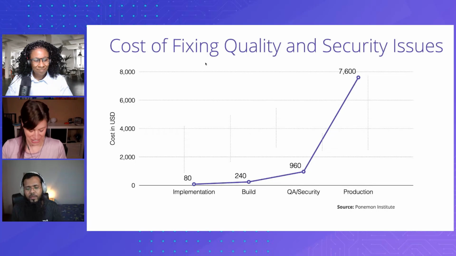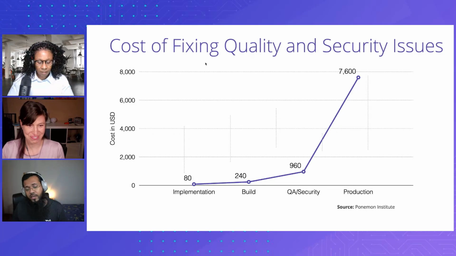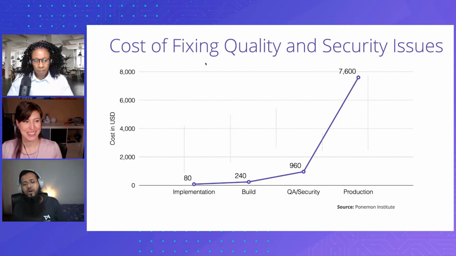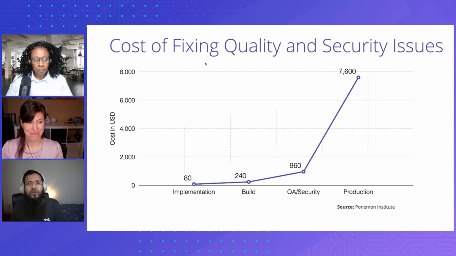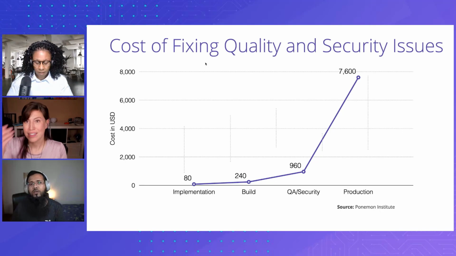This is research from an institute called the Ponemon Institute. As you can see here, as you move towards the right-hand side, the cost to fix a bug increases drastically. If you would like to fix an issue in the security phase, it would cost about $960 US, and the figures are in USD. This is per bug, not a cumulative number. And if you would like to fix a security bug in production, it would cost you $7,600 to fix the bug. And that's why people are talking more and more about shifting left.